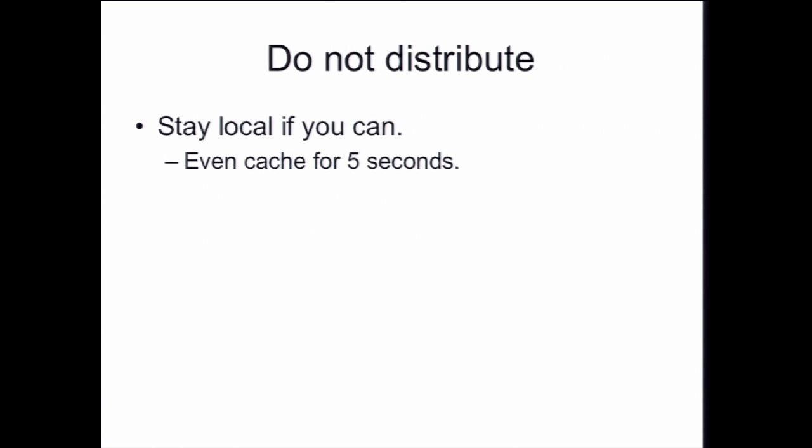So first, the rule of distributed computing is do not distribute, of course. So try to stay local if you can. Even cache things for 5 seconds. 5 seconds might be a very little time for a human, but it's a very, very long time for a computer. I'm not saying it's always possible, but if it is possible, consider caching even for 5 seconds.